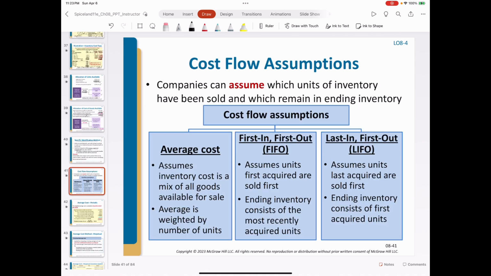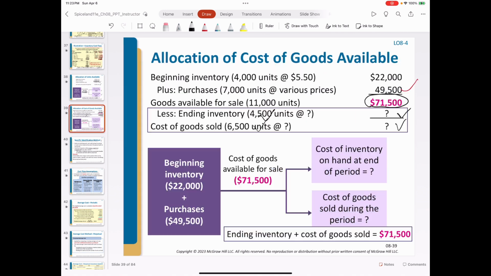There are three commonly used cost flow assumptions here: average, first in, first out, and we use FIFO as the abbreviation, and last in, first out, LIFO. The assumption for average is very simple. We just calculate the average and apply the average to the cost of inventory, either sold or unsold. For this one, we use average.